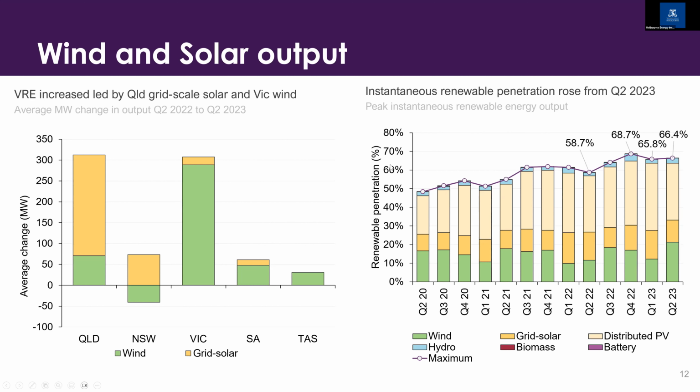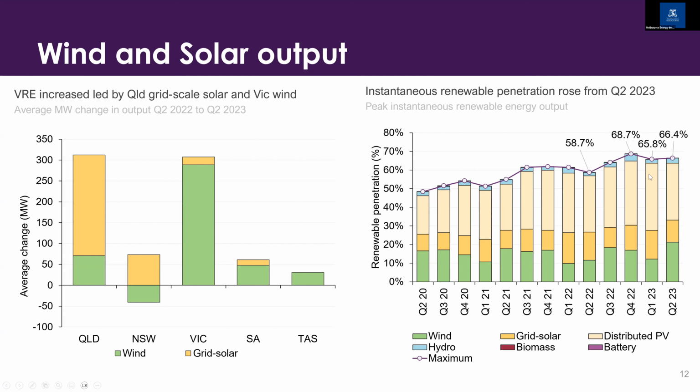And then just finally on the slide, the chart on the right shows some of the records, the instantaneous share of renewable generation. So this is just at a point in time across the quarter, what the highest contribution from renewable sources was. This quarter, that was 66.4% on the 3rd of May at 1 o'clock. That's not an all-time record, it's a record for Q2, and it's only slightly less than Q4, which is unusual, as you wouldn't expect to see as much sun in Q2. And that's really just driven, as I said, by the increase of wind and grid scale solar that we've seen.